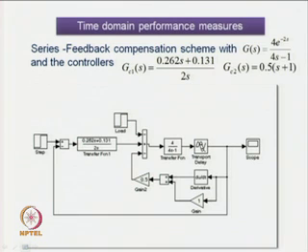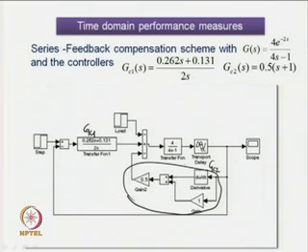shown over here. This block diagram shows us a series feedback compensation scheme, where we have a controller GC1 in the feed forward path and a controller GC2 in the feedback path, thus giving us a series feedback compensation scheme.